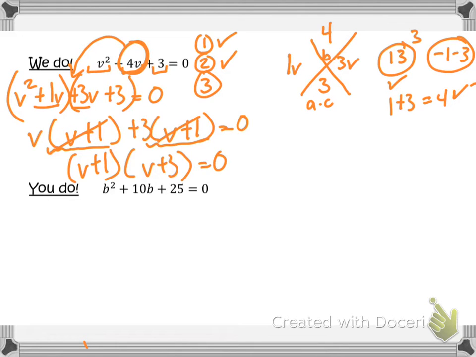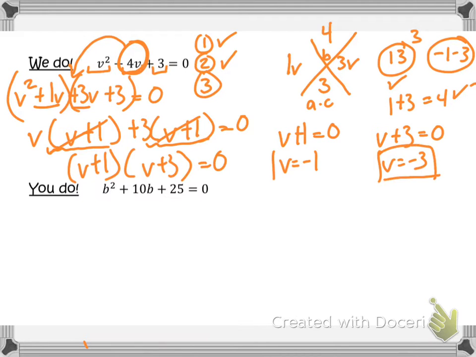Set each factor equal to 0 using the zero product property. Whoops. That is not an H, that's a V plus 1. So V is equal to -1 and V is equal to -3. Alright, go ahead and try the undo. Try it as best as you can.